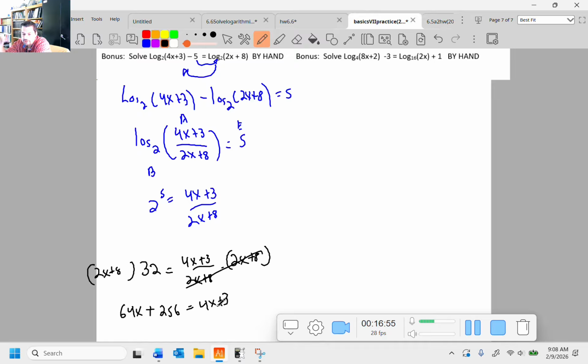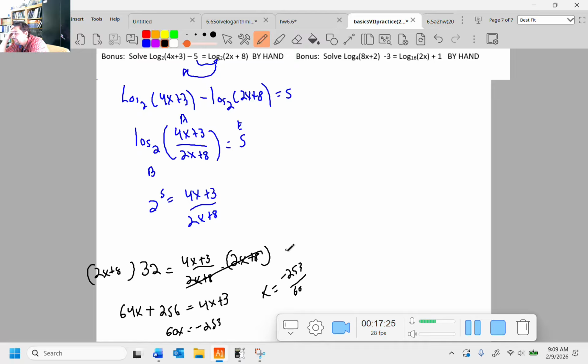X is on one side, numbers on the other, and this one's got a negative answer, which means it doesn't actually have an answer, I don't think. My guess is if I looked at a graph, they would not cross paths. Let's make sure I didn't do anything wrong. I don't feel that I did. So 64x minus 4x is 60x. And 3 minus 256 is negative 253. So that means that x is negative 253 over 60.